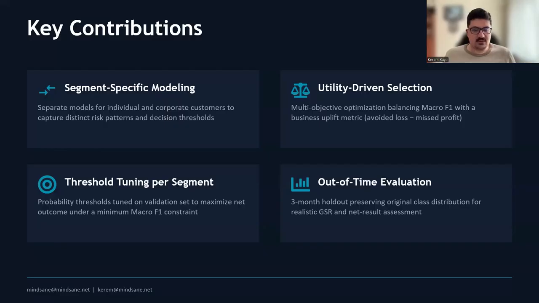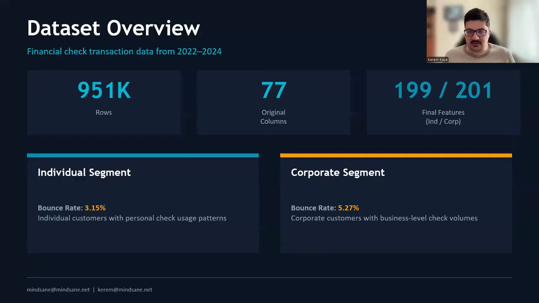We also tune the threshold for each segment on the validation sets to optimize them. And finally, we have an out of time evaluation, where we compare the models on the last 3 months of the dataset they have never seen. Our dataset consists of 951,000 rows with originally 77 columns, but currently we have around 200 features. The difference will be explained later in the presentation.